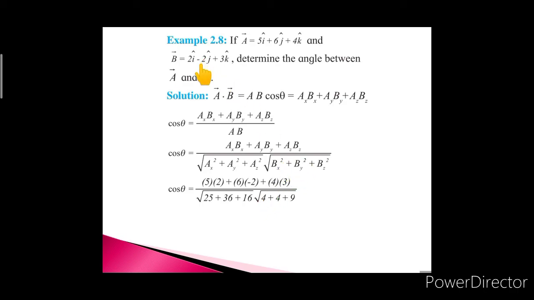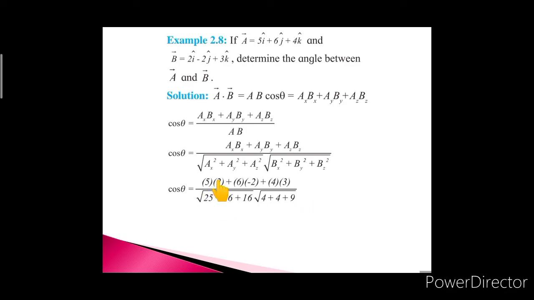By is minus 2 and its square is 4, plus Bz square. Bz is 3 and its square is 9. So, the magnitude of vector B is to be written as square root of 4 plus 4 plus 9. Now, in the next step, we have to write down the values of the numerator and denominator.